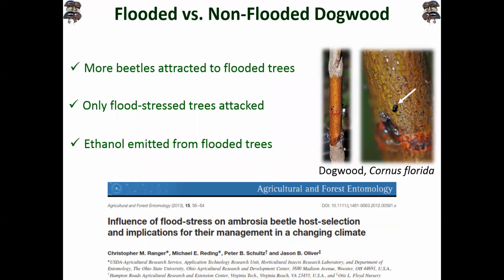So as a result of these observations, we conducted controlled experiments. And we used dogwoods because of their intolerance to flooding. And what we found is that actually more ambrosia beetles were attracted to flood-stressed dogwoods compared to non-flooded dogwoods. And on top of that, only the flood-stressed dogwoods were attacked, whereas the non-flooded dogwoods were not attacked. And we also were able to measure and detect ethanol being emitted from the stems of flooded trees, but not from the non-flooded trees.